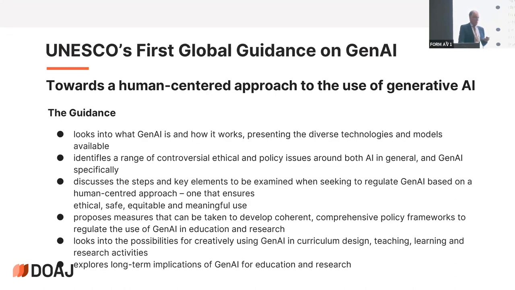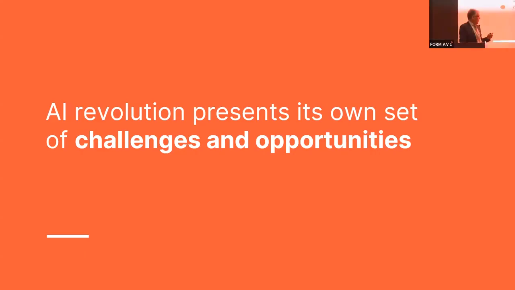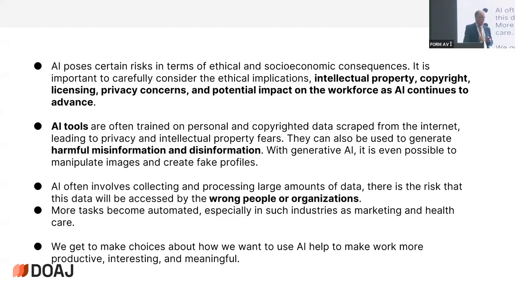UNESCO's first global guidance on generative artificial intelligence can be summarized in these points: look into what generative AI is and how it works, and present the diverse technologies and models available. There is no time to discuss this in detail. The artificial intelligence revolution presents its own set of challenges and opportunities.